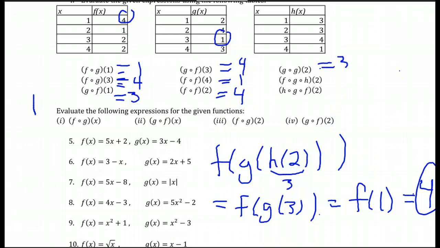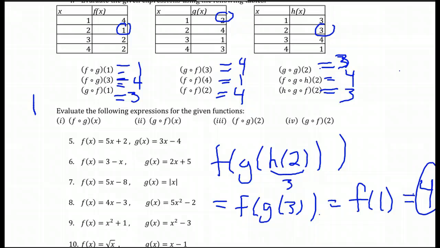And then we'll just do the last one. To finish the list off, we're going to plug 2 into f first, then into g, then into h. So we plug 2 in and get 1. Plug 1 into g and get 2. Plug 2 into h and finally get 3.